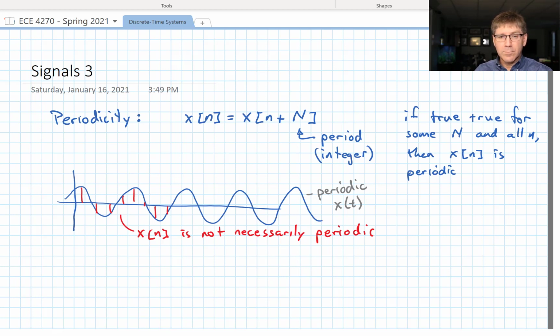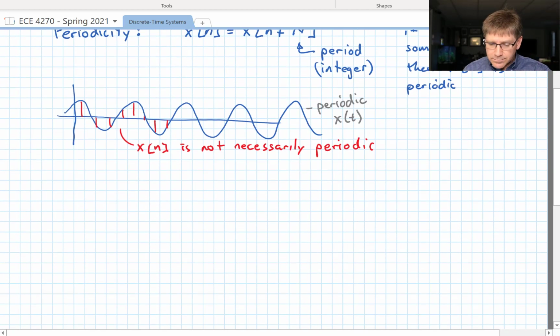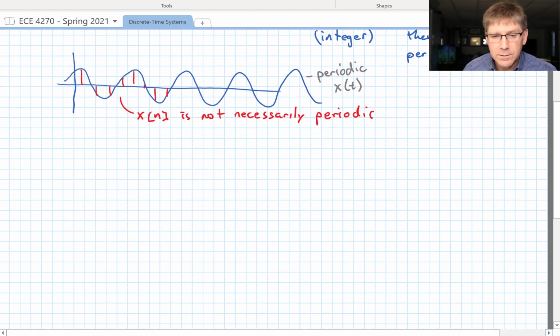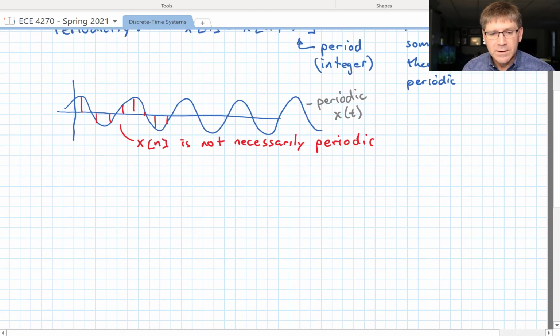One possible case like that could be if x of t always hit a certain value at every second, but in between was random noise. The signal itself wouldn't be periodic, but if sampled at that exact 1 second interval, you would have a periodic signal. So, periodicity.